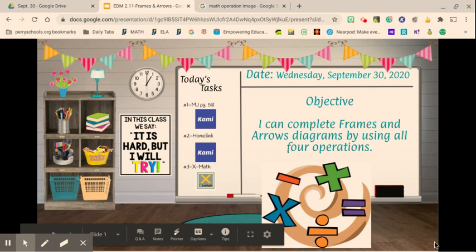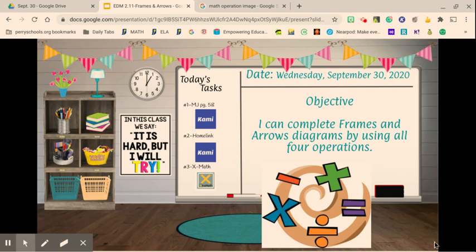After the video lesson, you will work on a math journal, page 58. In this activity, you're going to be solving number stories. You also complete a home link, which is the frames and arrows home link, and then you will do a round of extra math to practice your math facts.